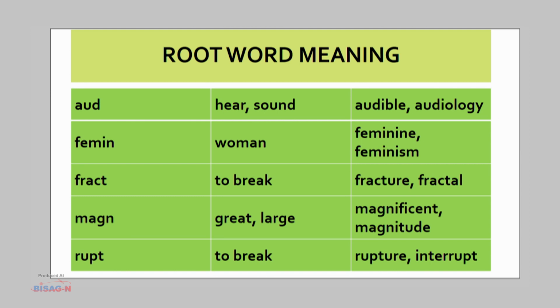Now, for your understanding, I have taken a few of the root words. See, the very first root word which I have taken is aud, A-U-D. Do you know what the meaning of aud is? Aud is something which you hear, something which you sound. It is related with hearing, it is related with sound. So we say audible, and it is also called audiology.